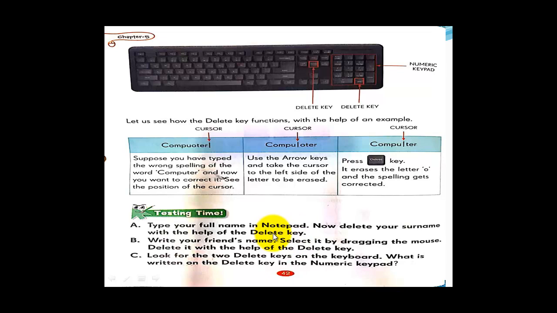When you first press the delete key, it will delete the letter J, which is on the right of the cursor, then I, then M, then second M, then Y. So we have to press the delete key how many times? J, I, M, M, Y, 5 times we have to press the delete key in order to delete your friend's name.